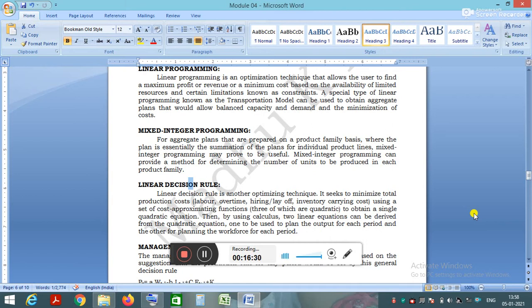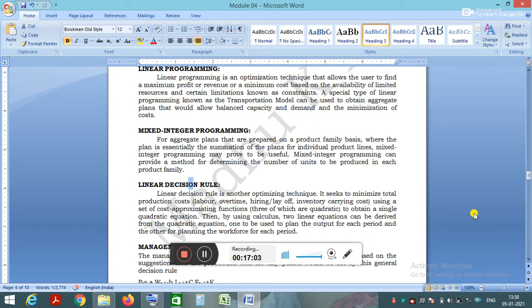Then by using calculus, two linear equations are derived from that quadratic equation. Out of the two linear equations, one is used to plan the output for each period, and the other equation is used for planning the workforce for each period. Okay, linear decision rule.